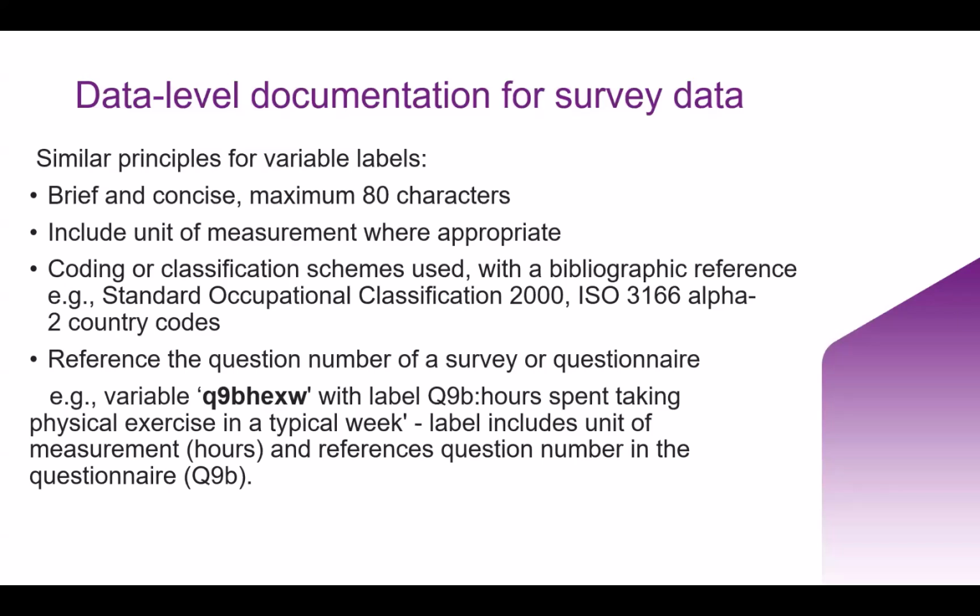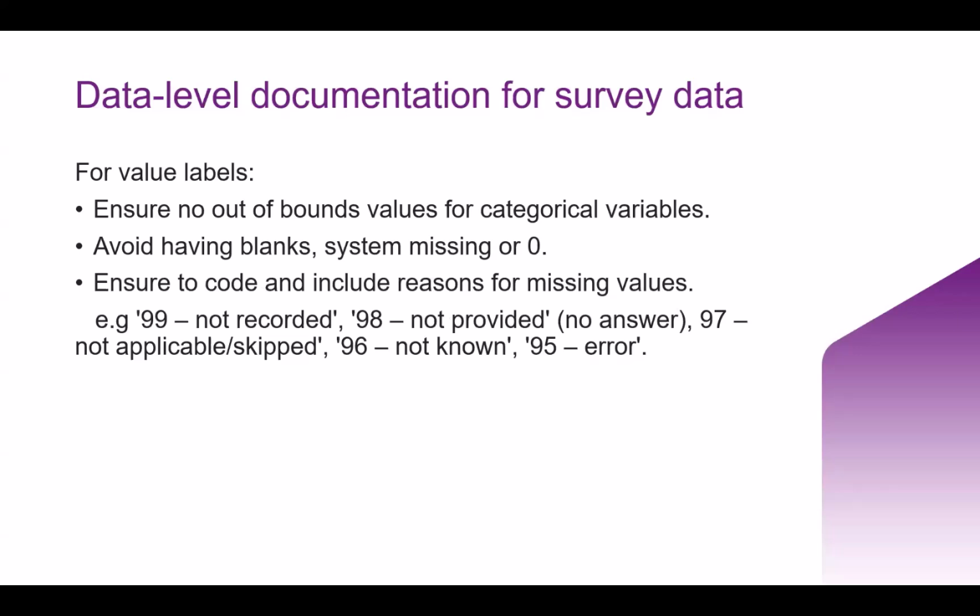Not only does this make it easier for reusers, but I expect it would also make it much easier for you during the analysis as well. And you should add value labels as well, making sure there are no out of bounds values for categorical variables. Avoid having blanks or zeros, and instead label your missing data with detail where possible. So differentiate between things like, for example, not recorded, not provided, not applicable, not known, etc.